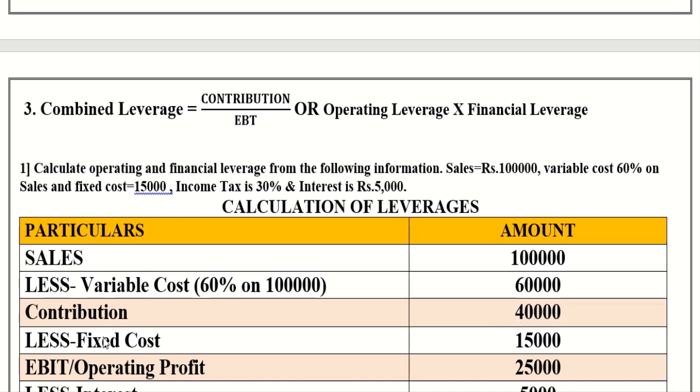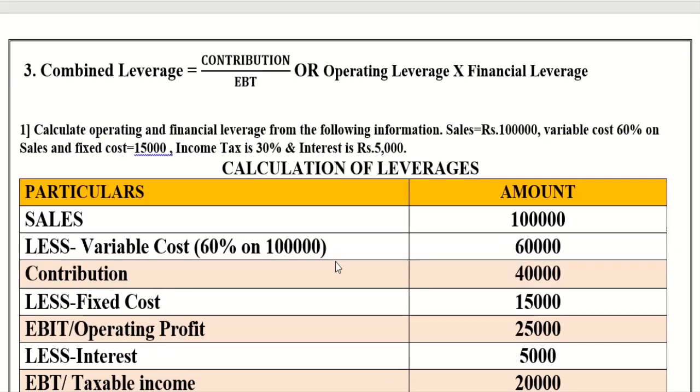Then deduct a fixed cost. A fixed cost here 15,000 now. 15,000 from the contribution, that is 40,000. 40,000 minus 15,000 will get 25,000 rupees, and we call it as EBIT, or operating profit, earnings before interest and tax. First you deduct interest. Therefore less interest now. The interest is how much? 5,000 rupees. So 25,000 minus 5,000 will get 20,000 rupees as EBT, or taxable income.